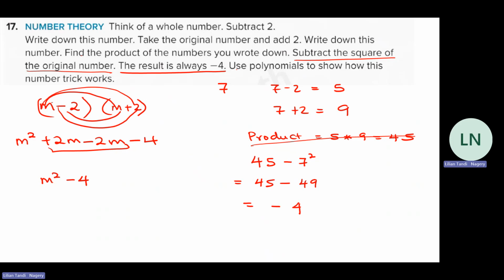Then they said after you take the product, so we found here, find the product of the numbers you wrote down. I did. Subtract the square of the original number. So now I need to square the original number. This is my original number. So now I will do here m minus 2, m minus 2. So this becomes m squared minus 2m minus 2m plus 4.